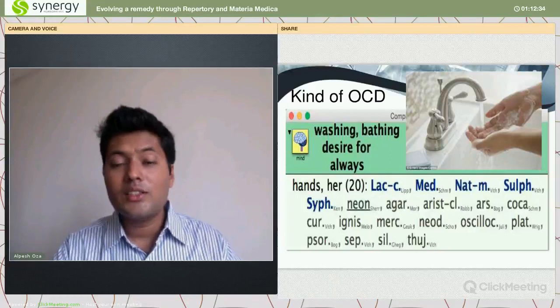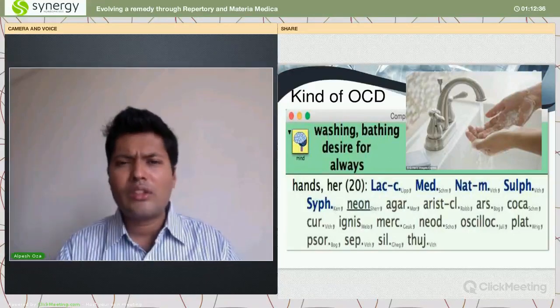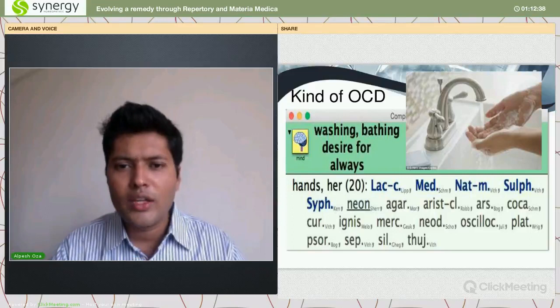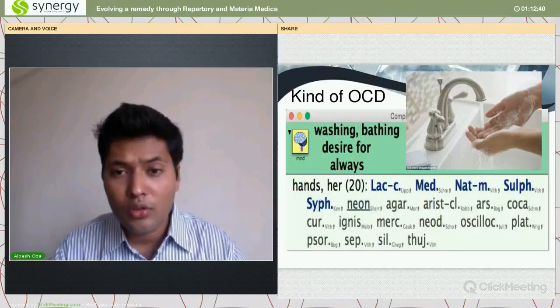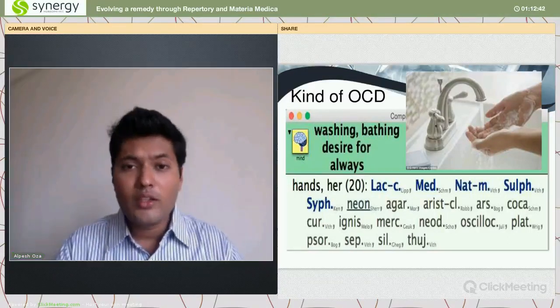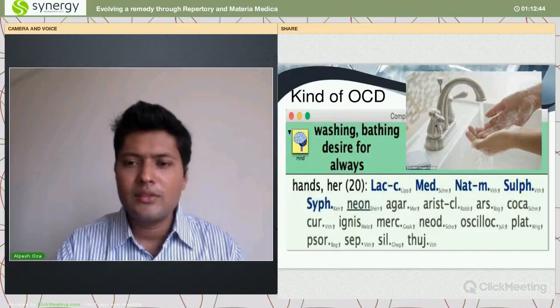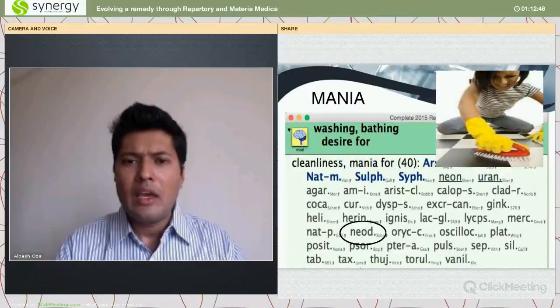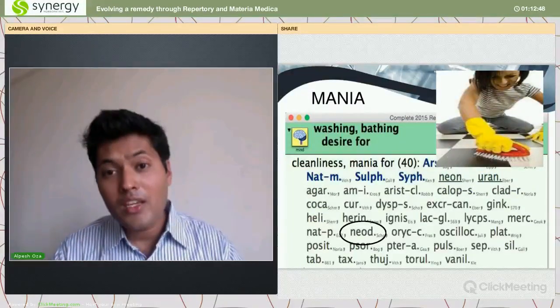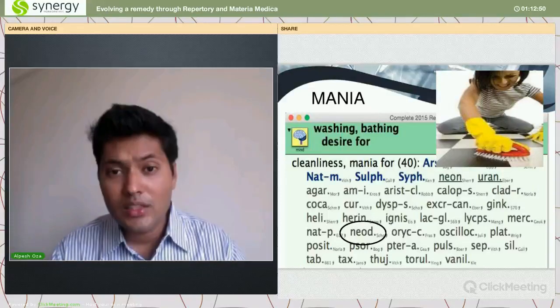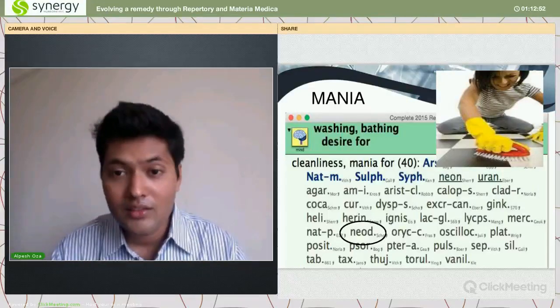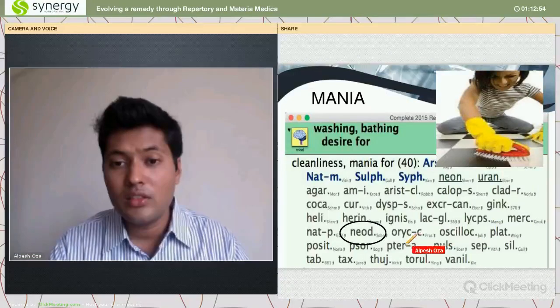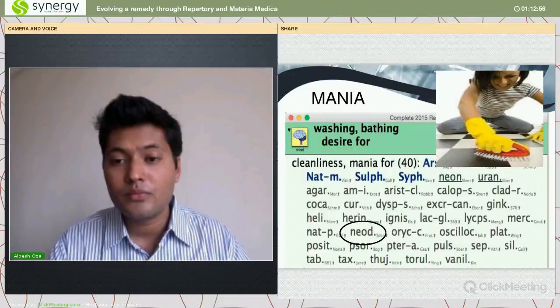Then we see other symptoms of Psorinum, like continuous desire to wash the hands, as we see in Syphilinum. We also have this in Psorinum, a kind of OCD. It's almost like a mania: washing, bathing, desire for washing. And we see again here the remedy Psorinum.